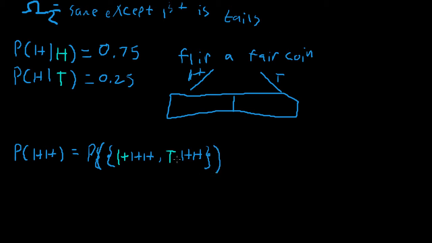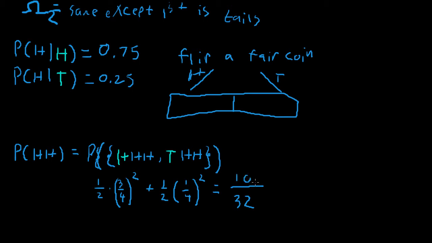So what is the probability of each of these events? Well, in each case, we start with a half, so we get a half times 3/4 squared in the first case, plus a half times 1/4 squared in the second case. So what's on our denominator? It's over 32, and we have 9 here, we have 1 here, so we have 10 over 32.